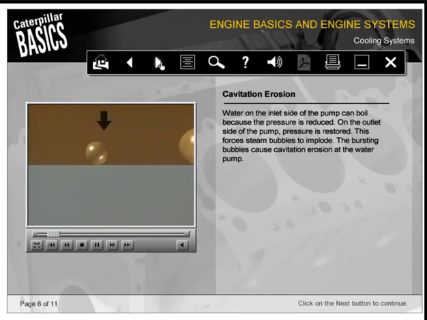Water on the inlet side of the pump can boil because the pressure is reduced. On the outlet side of the pump, pressure is restored. This forces steam bubbles to implode. The bursting bubbles cause cavitation erosion at the water pump.